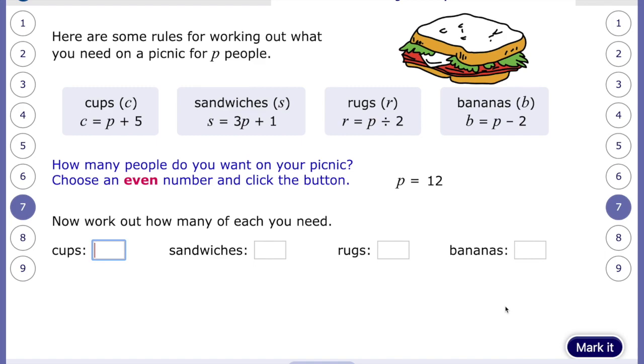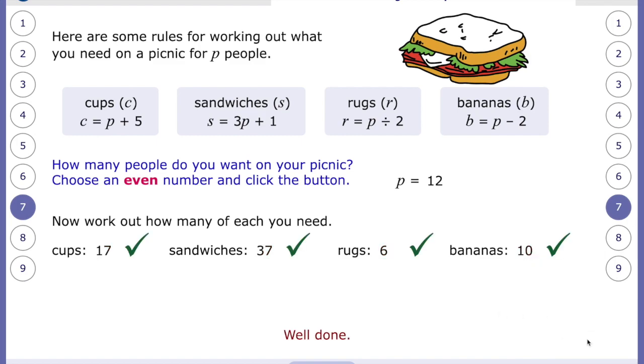Okay, so hopefully you've jotted down those answers. We know that 12 people are coming on our picnic. For cups, we've got 12 plus 5, which is 17, I hope. For sandwiches, we've got 3P plus 1. So 3 times 12 is 36, add 1 makes 37. For rugs, it's P divided by 2, so half of 12 is 6. And for bananas, number of people subtract 2, so we're going to take 10 bananas. Are we right? Yes, we are. So hopefully that's what you worked out using the formulas above.